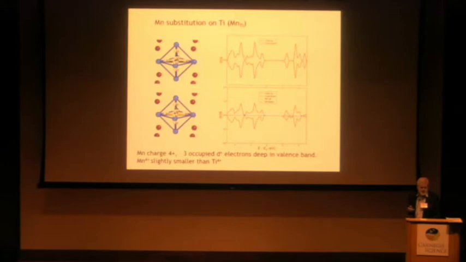Next defect is fairly simple. It's manganese substitution on titanium. And as we'll see in a later talk, it tends to be a 4+ ion. It substitutes well. It's a little smaller. Here, there is a distinction between the up and down electrons when you include the magnetism. It's polarized into, well, there's 3 occupied d-plus electrons that all have the same spin, but they're deep inside the valence band, so you don't even see them on the diagram.